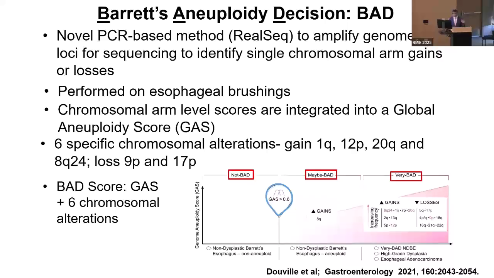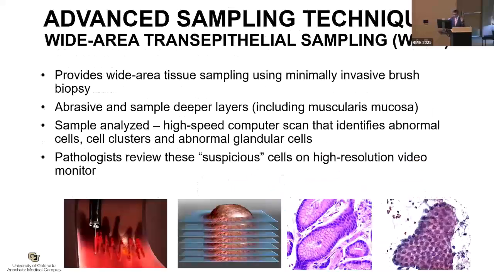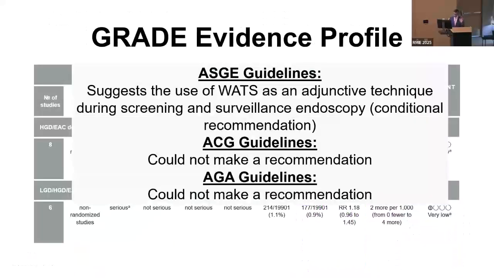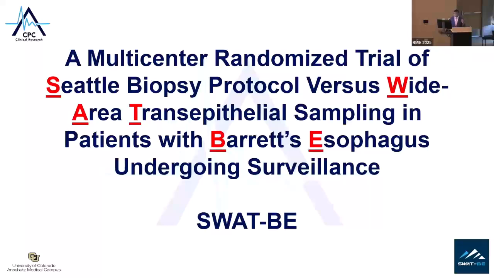A lot of work is being done for additional biomarkers from brushings. This is work that we are doing through a grant funded by the NCI in collaboration with the Case Western team, looking at aneuploidy to predict progression in patients with Barrett's esophagus. What can we do to improve our detection of dysplasia when we do take surveillance biopsies? You could use a brush. Wide area transepithelial sampling has been shown to improve dysplasia detection, but based on the available evidence, again, the AGA chose not to make a recommendation for routine use of WATS for patients undergoing surveillance for the diagnosis of Barrett's esophagus.